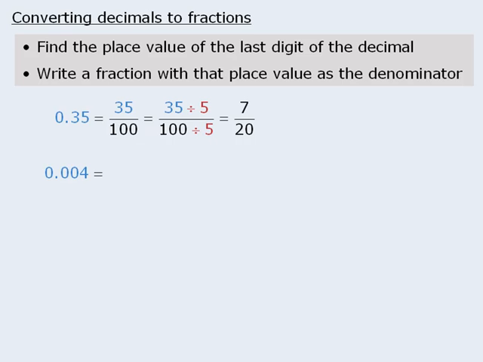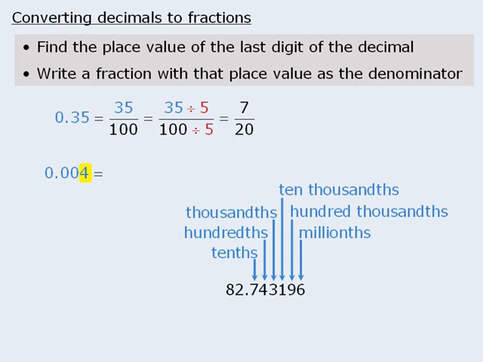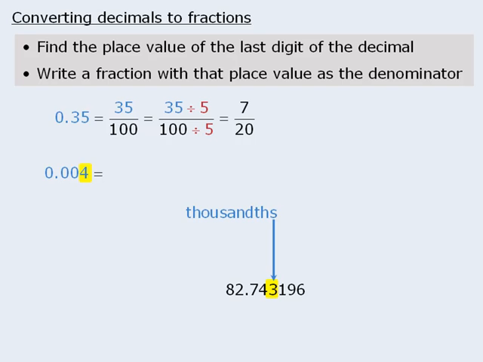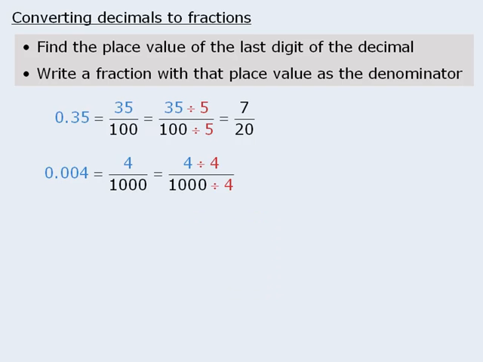Okay, let's try another one. The last digit here is 4, and we can see that this digit is in the thousandths position. So to write this as a fraction, we ignore the decimal point and insert the number in the numerator of our fraction, and then insert the place value in the denominator. From here we can simplify the fraction by dividing top and bottom by 4 to get 1 over 250. So the decimal 0.004 is equal to the fraction 1 over 250.